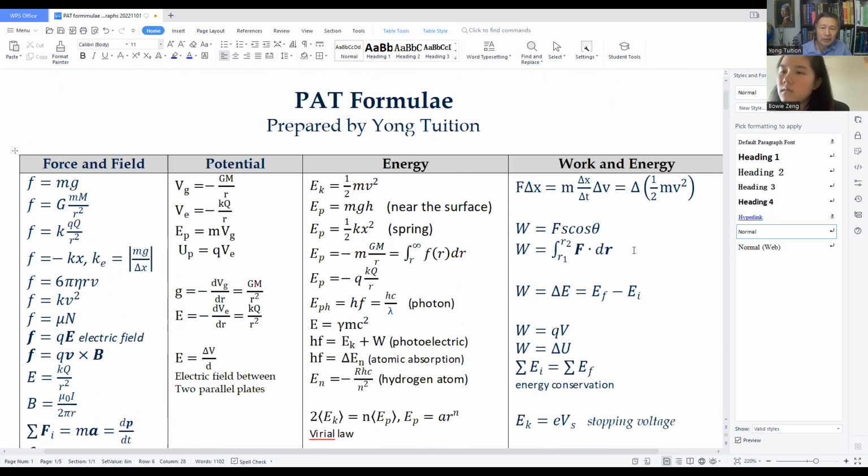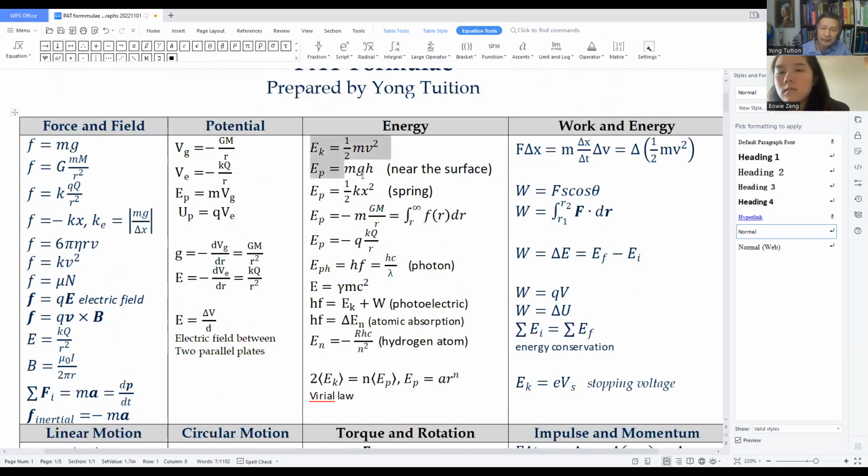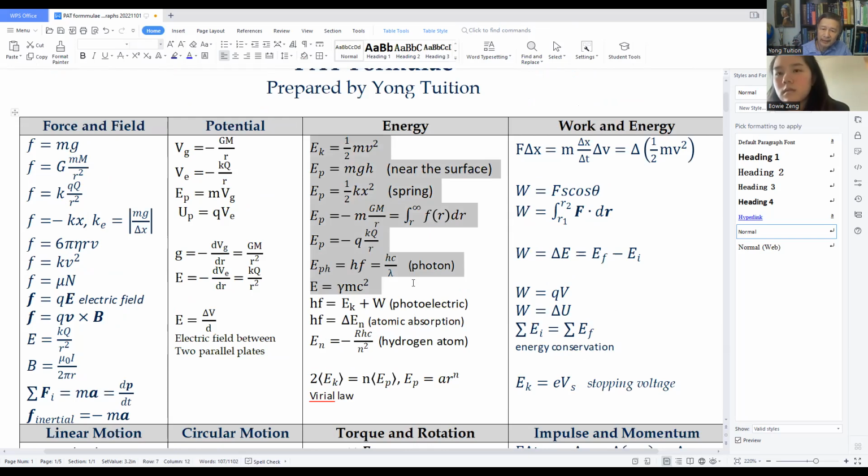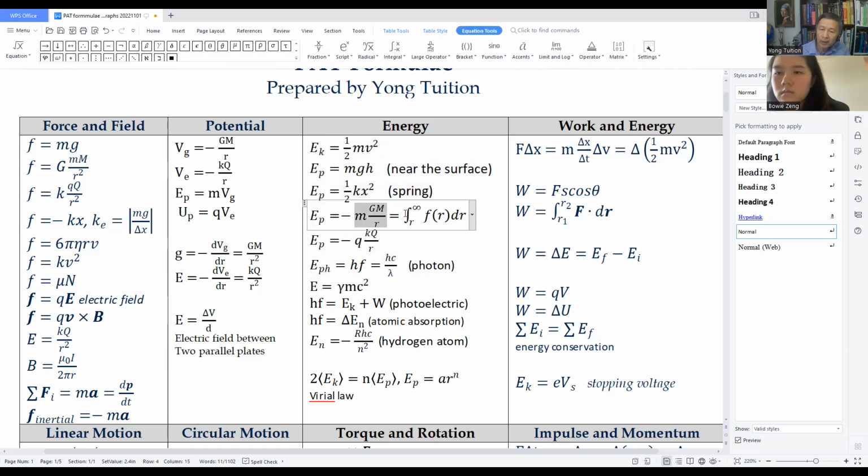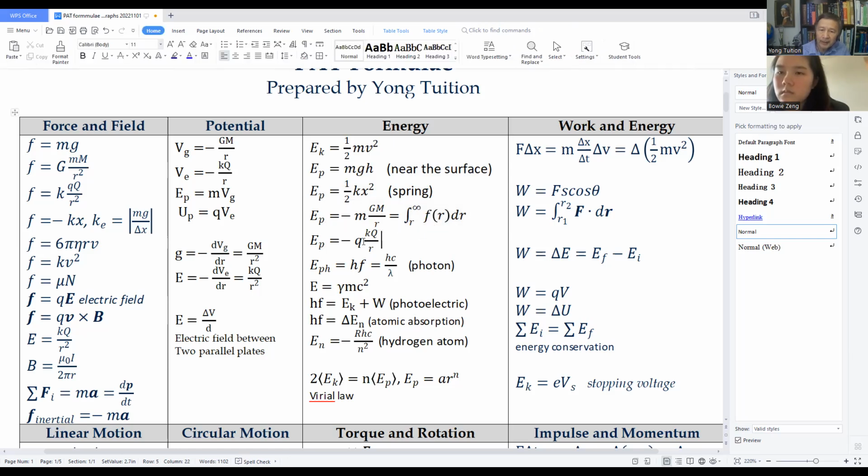And perhaps we'll also talk about energy formulas. These are all the energy formulas I can imagine. First is kinetic energy. Second is the potential energy near the surface. The third one is the elastic potential energy of a spring. And the next one is the gravitational potential energy, which is more general, and it can also be written as an integral. Why is it equal to the integral? I will explain, right? And this is the electrical potential energy.